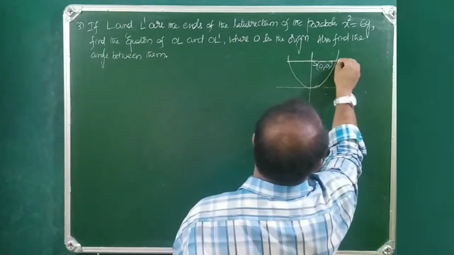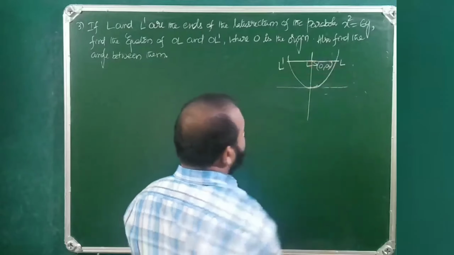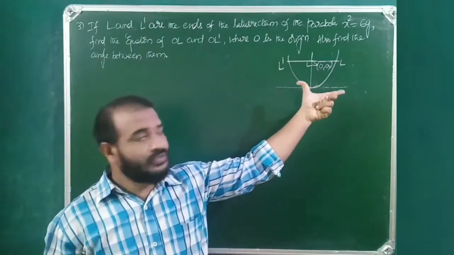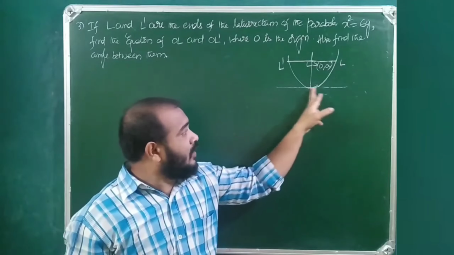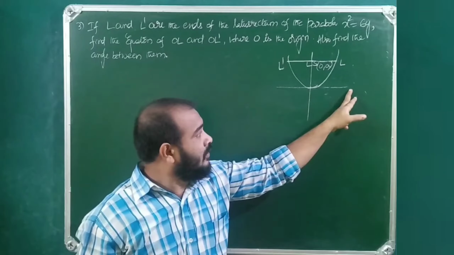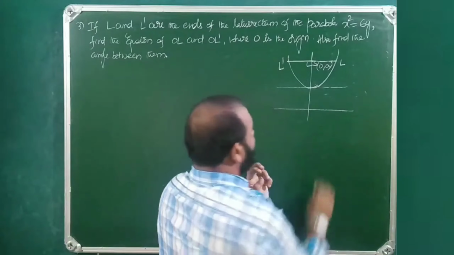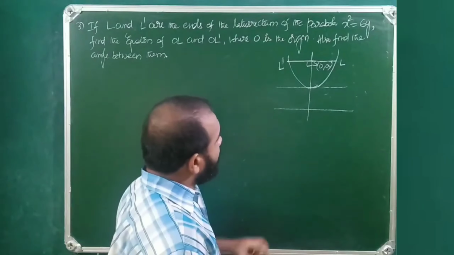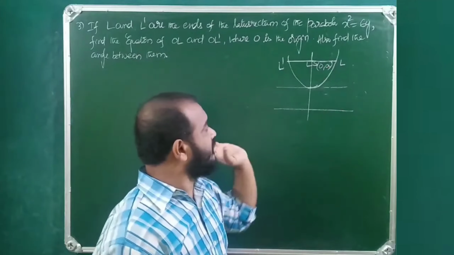Now, this is our L dash. What is this L dash? L dash is the latus rectum. The latus rectum is parallel to the directrix. So here the directrix of this is this. And this L dash is perpendicular to the principal axis.